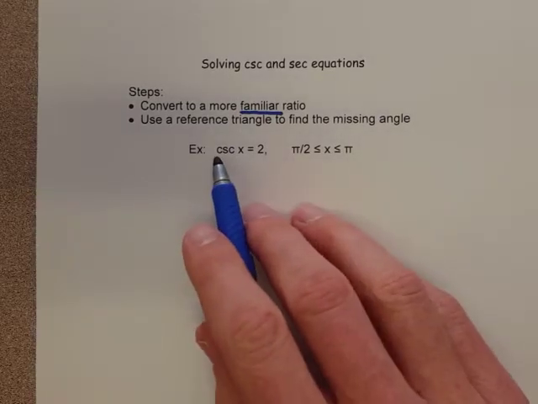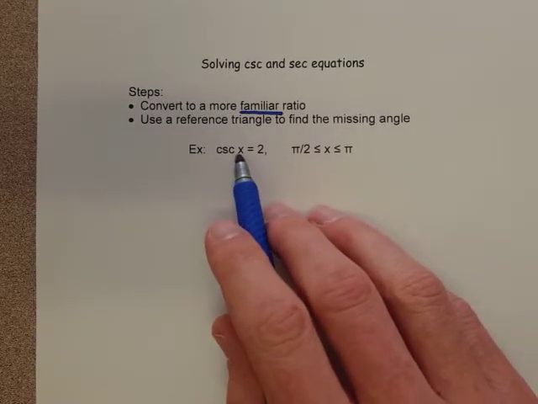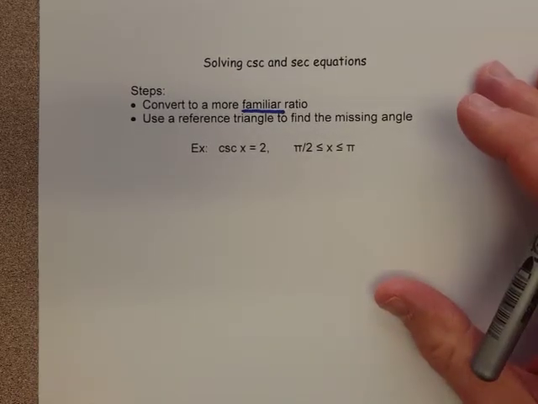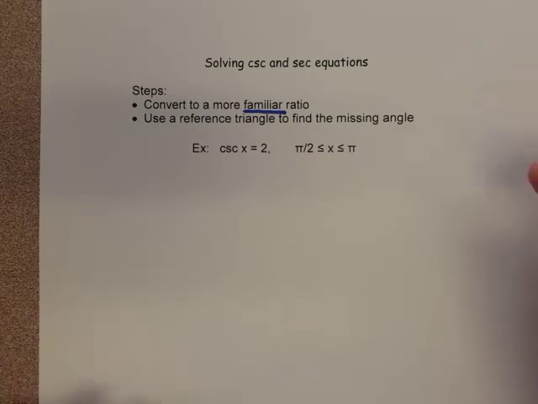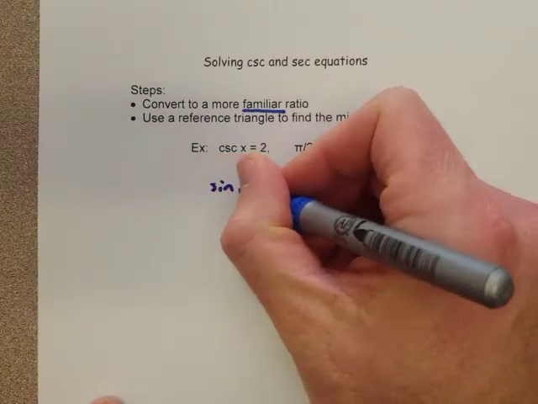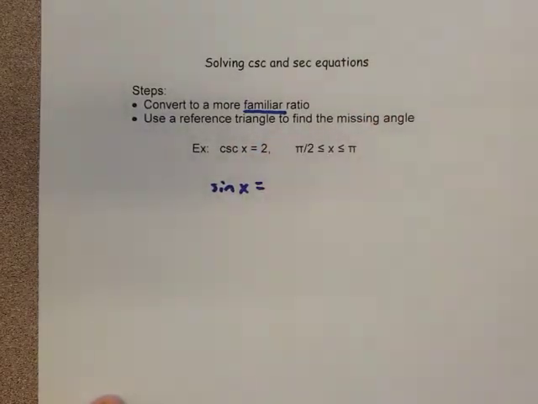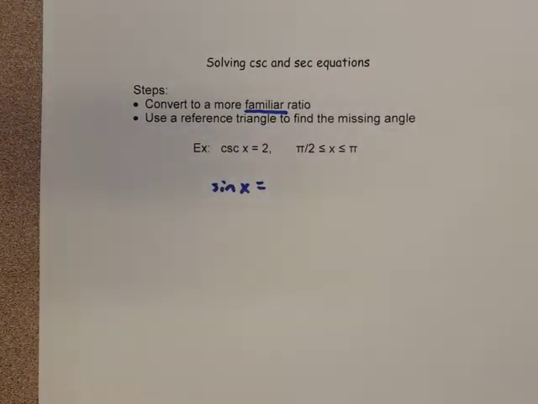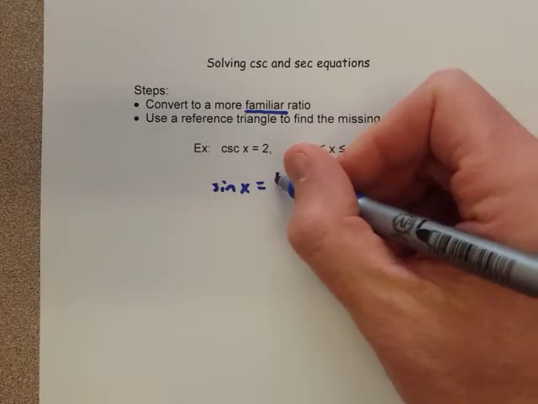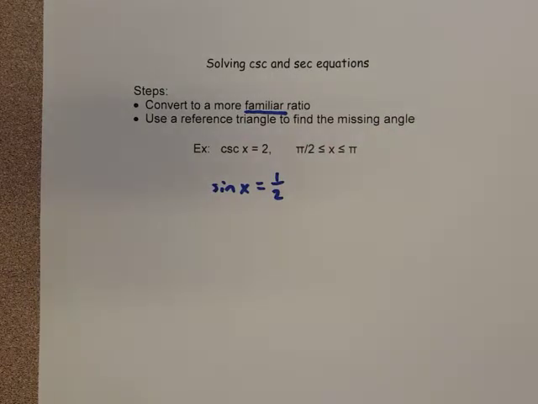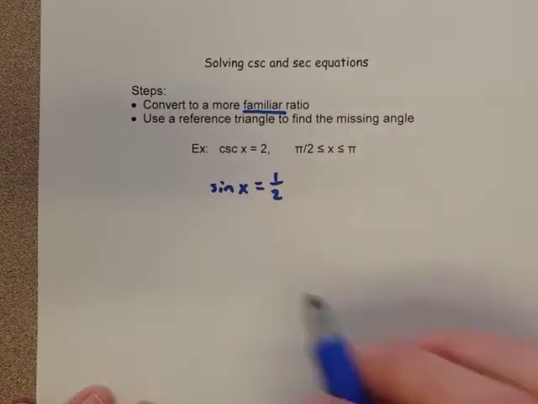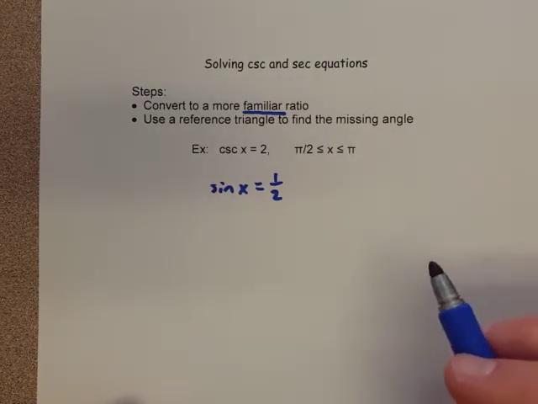So what I mean by that is here we have cosecant. I don't like cosecant because you don't really work with it as much as the one that goes with it. And so I'm going to convert that to sine. Now I can't just willy-nilly convert that to sine. That is the reciprocal of cosecant. So if I want to do that to one side, I have to do the reciprocal on the other side, and that makes 1/2 for this side. Okay, so that's my conversion to a more familiar ratio. That looks a lot better to me right now than what it was initially.